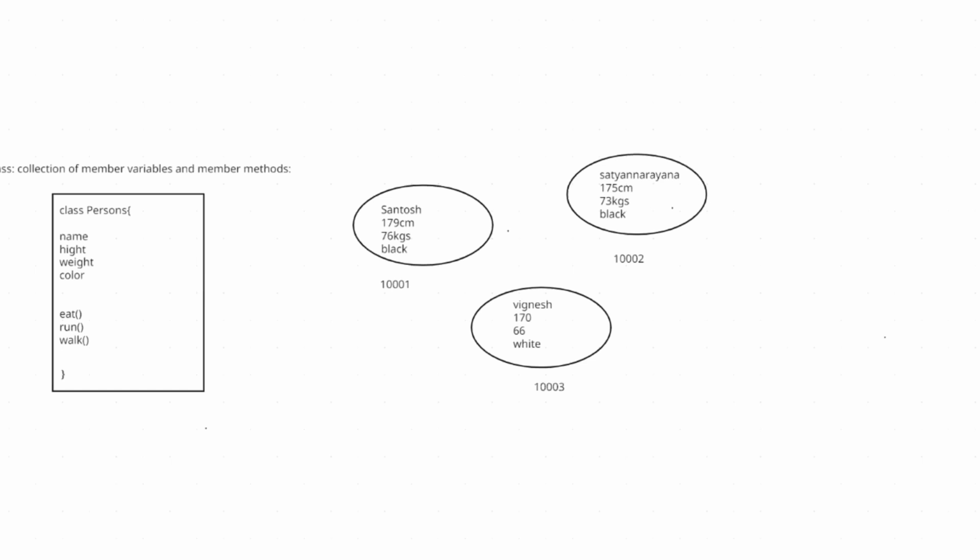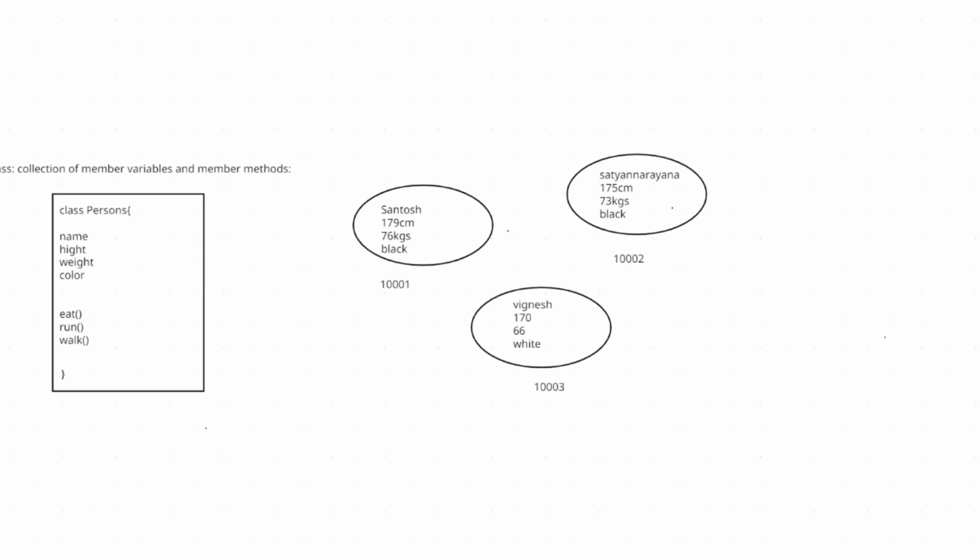Why? Because all these 3 objects will be stored into memory. So this object will be different, this object will be different, this object will be different. By using this object only, we can access this data. By using this object only, you can access this data. The data which is there in each object may be different. Understand?